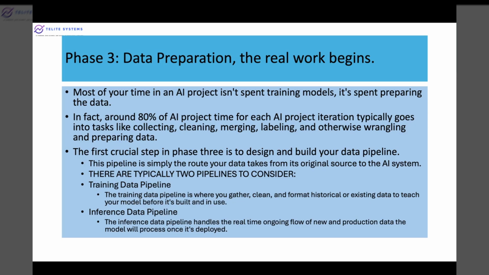The pipeline is simply the route your data takes from the original source to the AI system. There are typically two pipelines to consider: the training data pipeline, where you gather, clean, and format historical or existing data to teach your model before it's built and in use. So typically, training the model.